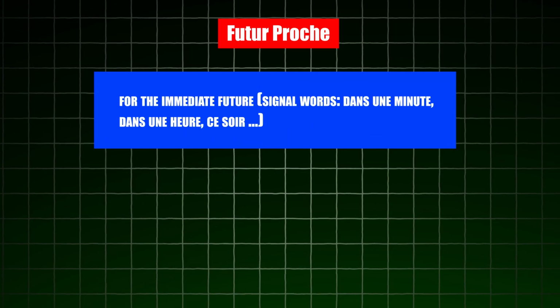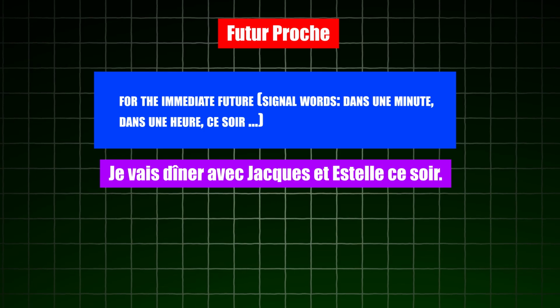Now about the futur proche. We use the futur proche for the immediate future, and the signal words could be like dans une minute, dans une heure, ce soir. Some examples like je vais dîner avec Jacques et Estelle ce soir.